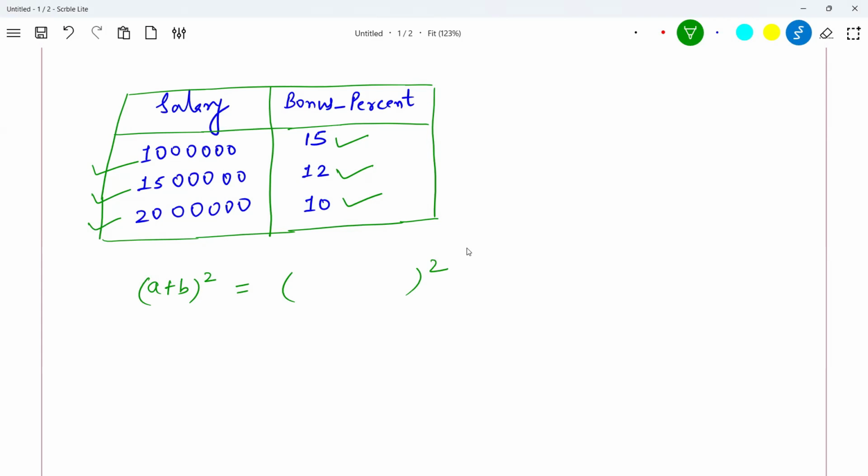Something is not right here, in the sense that this particular feature is very big in size, and this particular feature is very small in size. What may happen is that this variable may override the impact of this variable. That is problem number 1.